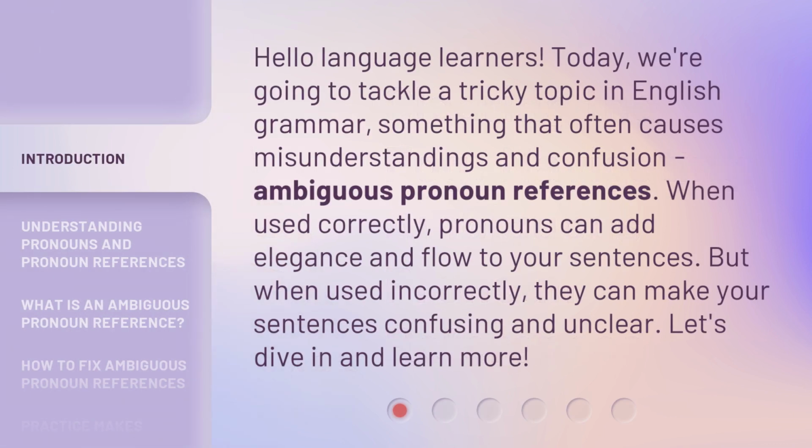Hello, language learners. Today, we're going to tackle a tricky topic in English grammar, something that often causes misunderstandings and confusion: ambiguous pronoun references. When used correctly, pronouns can add elegance and flow to your sentences. But when used incorrectly, they can make your sentences confusing and unclear. Let's dive in and learn more.